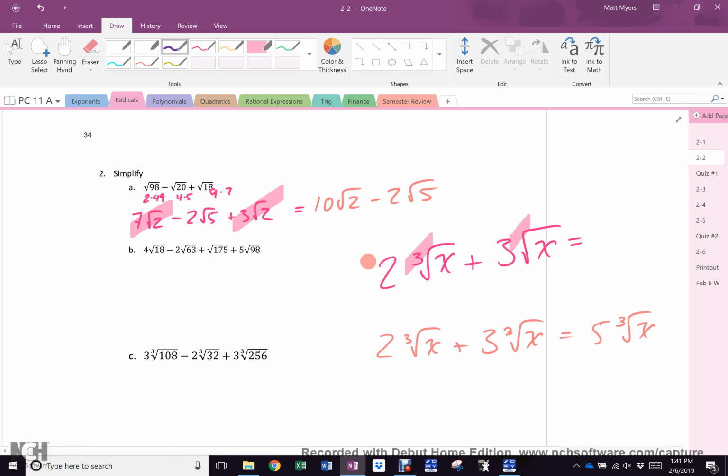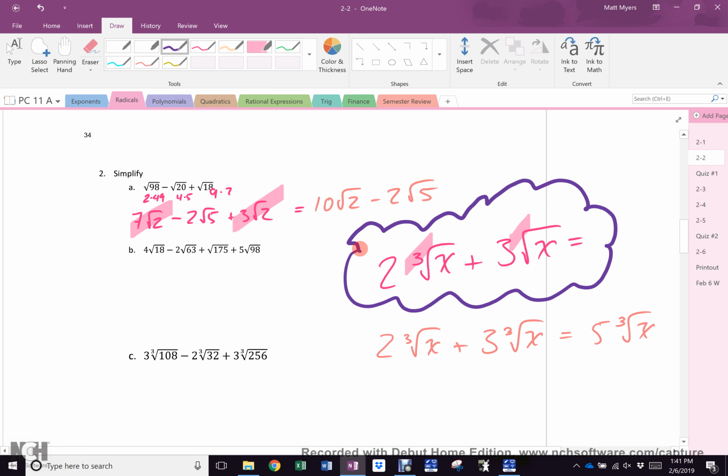That is important enough to get a bad crumble cloud around it. That doesn't work because of the different index. Just like you couldn't do 5x squared plus 6x, because x squared and x are different values. Okay?